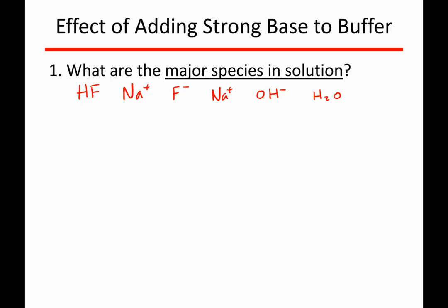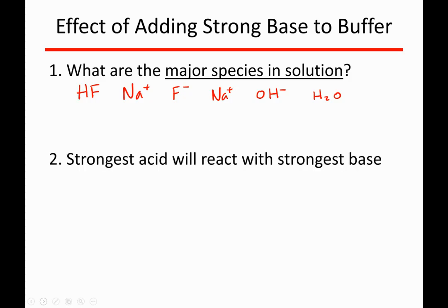Writing the list of major species helps you to determine where you go next. It helps you to determine what chemical reaction will occur and what type of a problem you're dealing with. The rule on writing the reaction is that the strongest acid in your solution will react with the strongest base that you have in your solution. So we have to go through the list of major species that we have here and think about whether they're acids or bases or spectators and how strong or how weak they are.